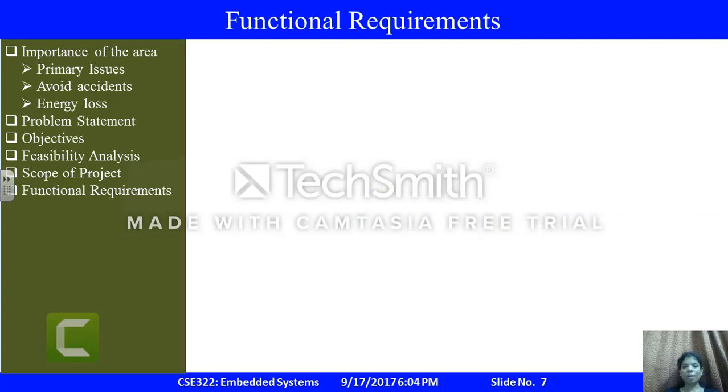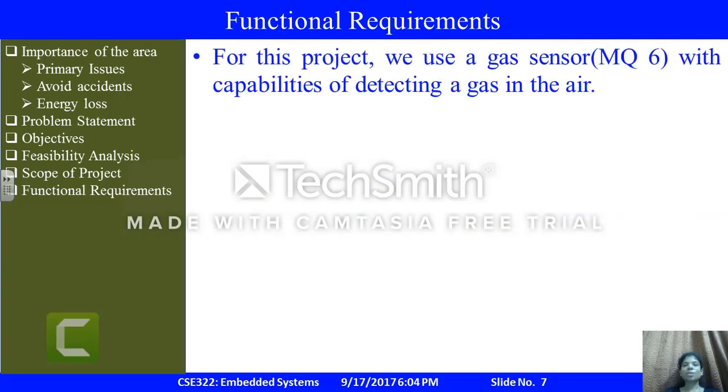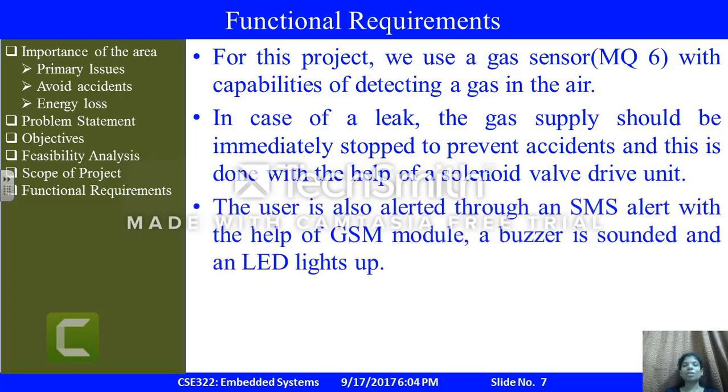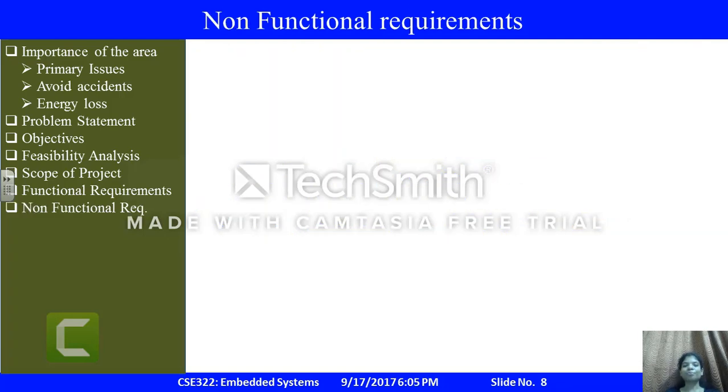These are the functional requirements. For this project, we use a gas sensor MQ6 with the capability of detecting a gas in the air. In case of a leak, the gas supply should be immediately stopped to prevent accidents, and this is done with the help of a solenoid valve drive unit. The user is also alerted through an SMS alert with the help of a GSM module. A buzzer is sounded and the LED lights up if the gas leakage starts.